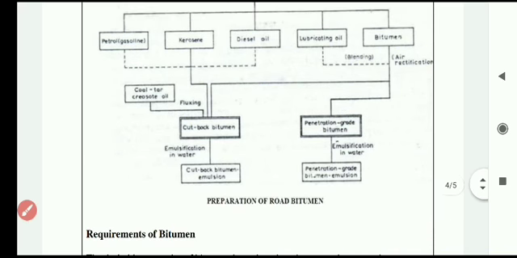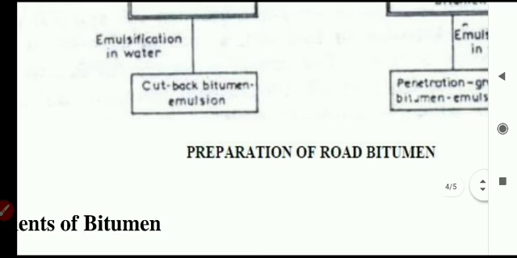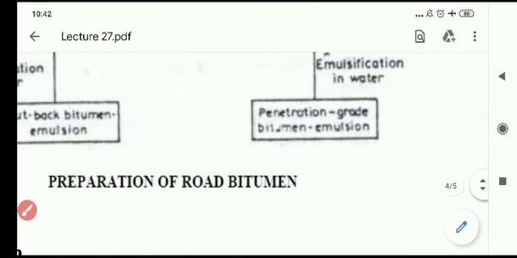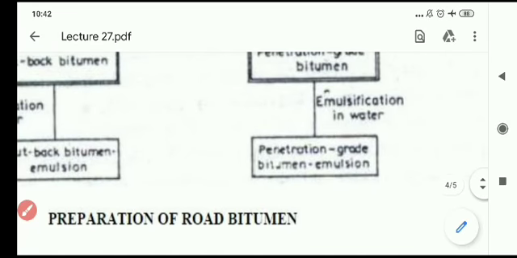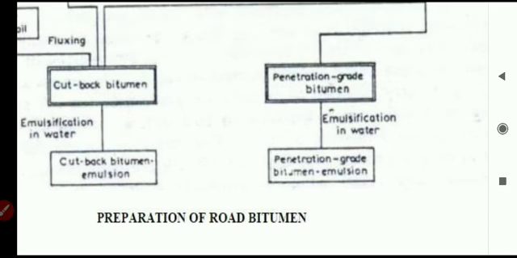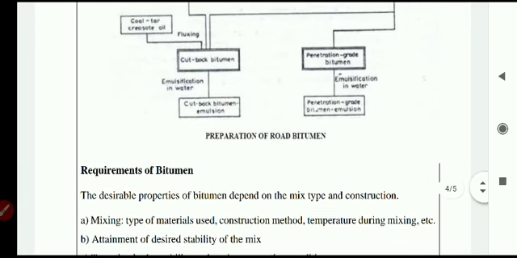Okay, so this is about the process or the preparation of bitumen. If you still add any solvent to the cutback bitumen, then that will become bituminous emulsion. If you add solution directly to the penetration grade bitumen, that becomes penetration grade bitumen emulsion. So this is about the preparation of bitumen.